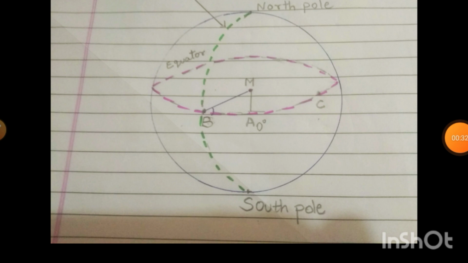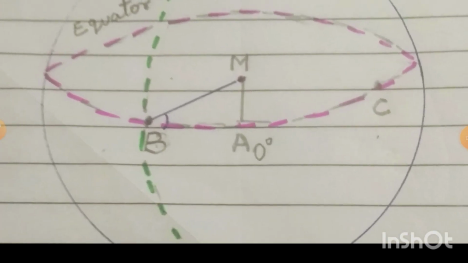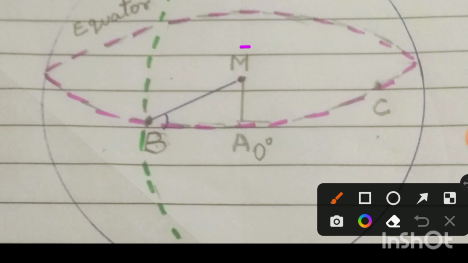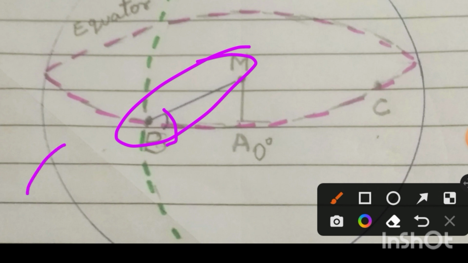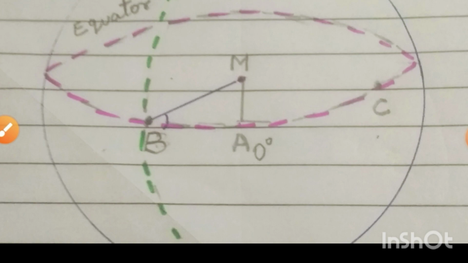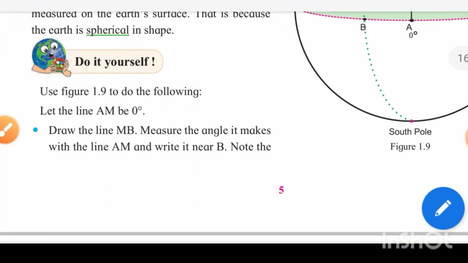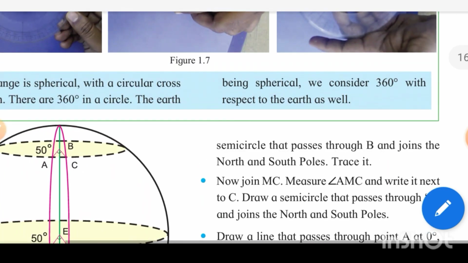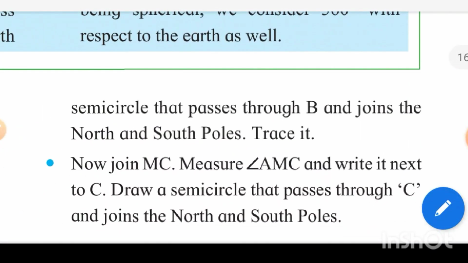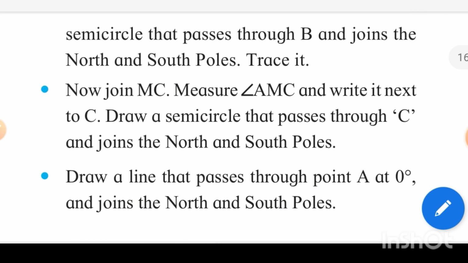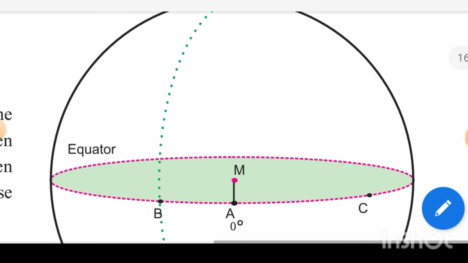Okay, so I have drawn the line MB here, and it has asked me to write the measure near B. I guess the measure is somewhere around 70 degrees, so you can measure with the help of a scale and write accordingly. And then it says note the semicircle that passes through B and joins the north and south pole. Trace it. So with the help of the scale you have to trace the semicircle.